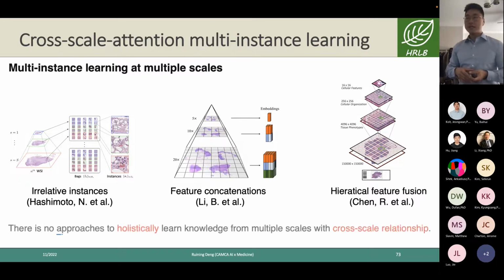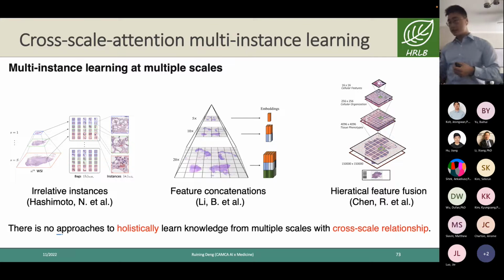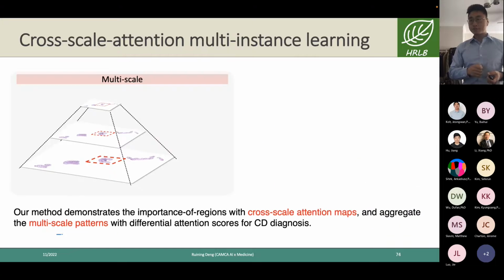However, none of the previous work can achieve holistic knowledge learning of the cross-scale relationship. When we do deep learning training, we want the model to understand, at the same regions, which scale is more important. Maybe in one region, the 10 times resolution pattern is more important for disease diagnosis, and in another region, maybe 20 times is important. Those works cannot achieve this holistic learning of cross-scale relationships.